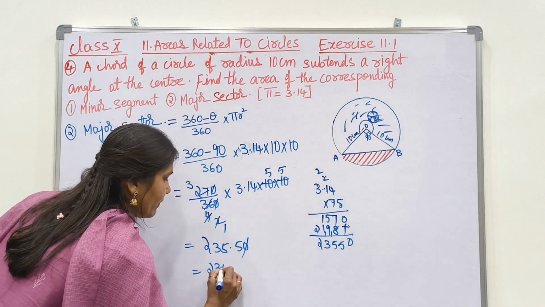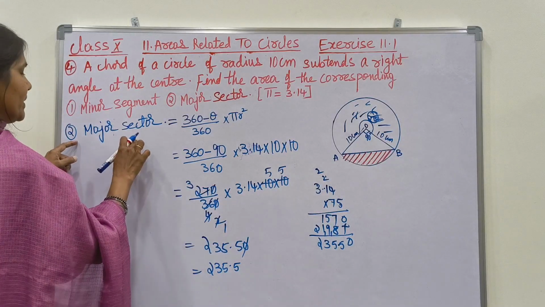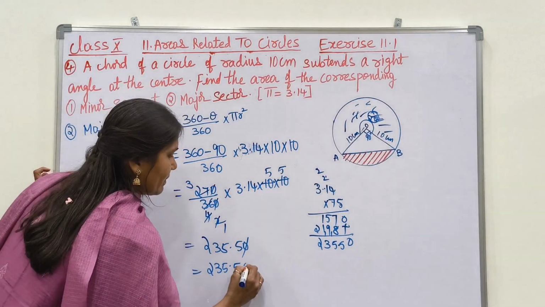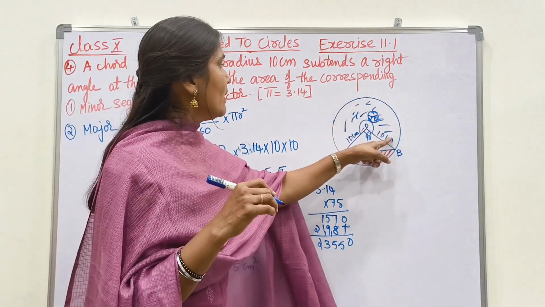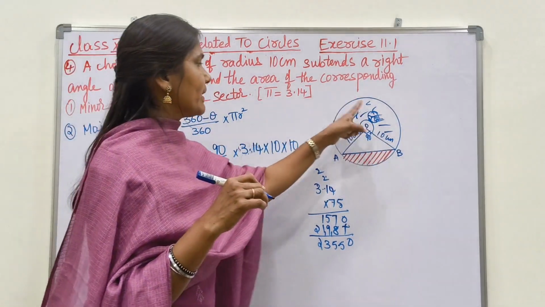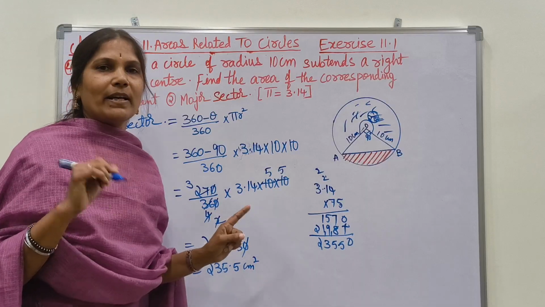So 235.5, what? Area of sector. Sector means what? It is centimeter square. So which sector? The major sector value is 235.5 centimeter square. This is the answer.